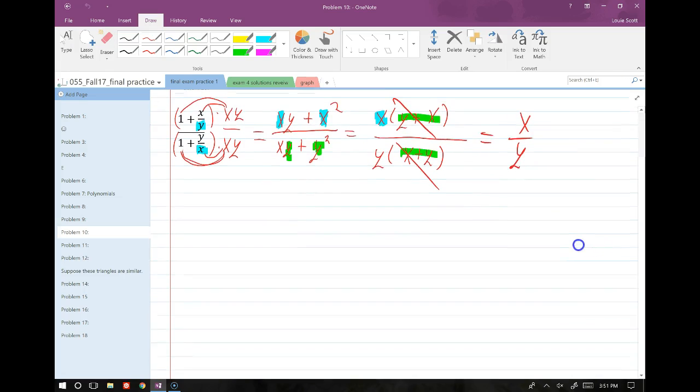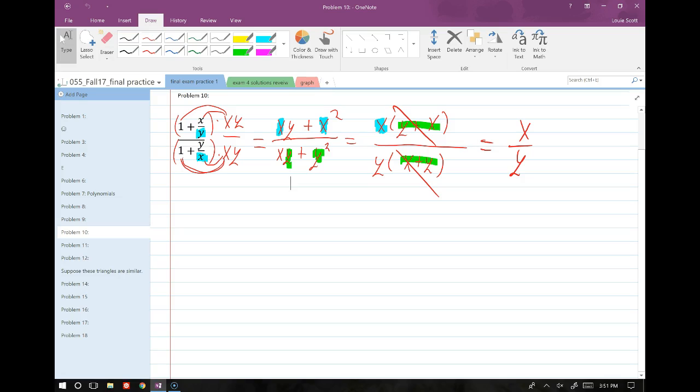All right, so the second method, if you want to use that, we just combine the numerator and the denominator first and then simplify. So I have 1 plus x over y, 1 plus y over x. So in the numerator, I want to add 1 and x over y, so I turn 1 into y over y, add that to x over y. And then in the denominator, I turn 1 into x over x and add that to y over x.